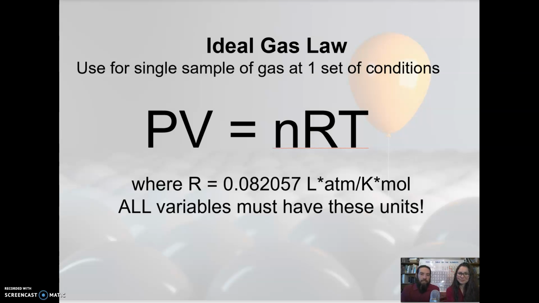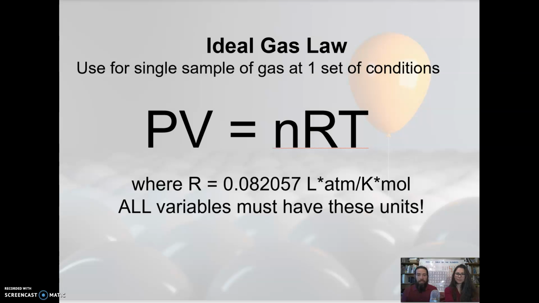So here's our ideal gas law, and we're going to use this if we have just one sample of gas with one set of conditions. So when you look at your problem, if you had two different pressures, we're not going to use this. But if you had a pressure and a temperature and an amount, and you were asked to solve for the volume, we can use this equation. Notice R. R is a constant, and the constant has the value of 0.082057 with units of liters times atmospheres over mole times Kelvin.